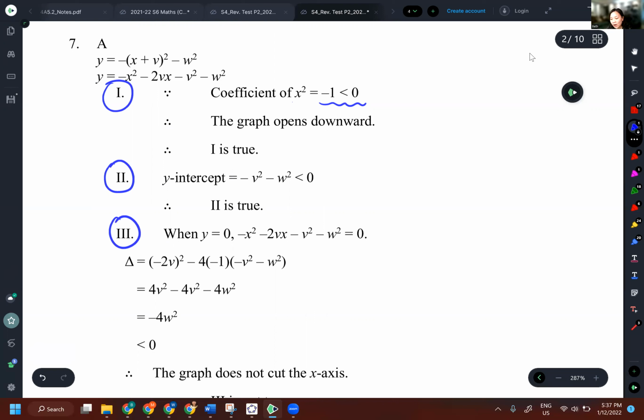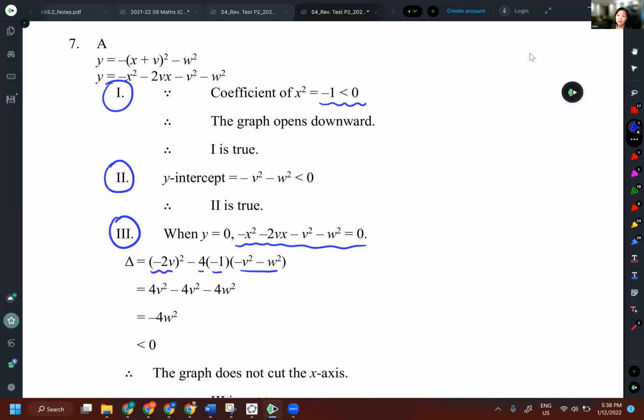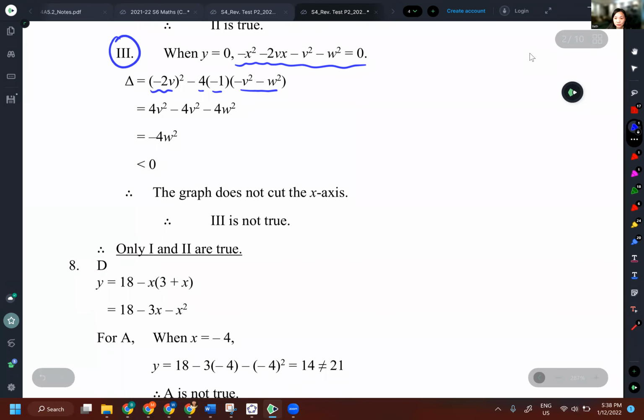Third statement. When y equals 0, solving this equation, you want to figure out how many solutions there are. So you want to calculate the discriminant, b squared minus 4ac. I know it's with a lot of unknowns. But when you simplify it, you will get a negative value. You don't know what it is, but you know it's a negative value. And therefore, the graph does not cut the x-axis. Only 1 and 2 are true.